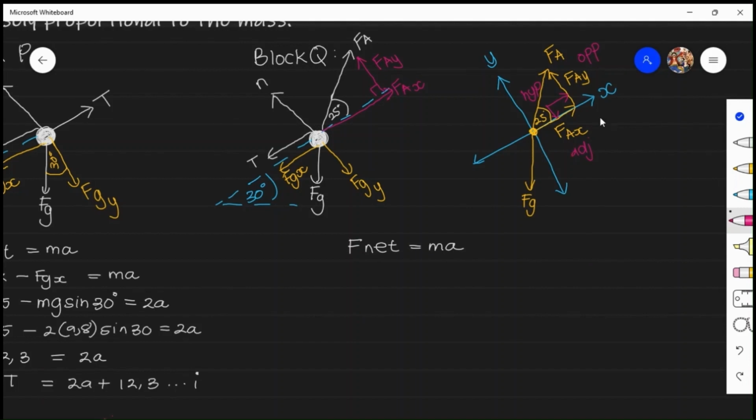Now, because FAX is the adjacent side, we ask ourselves, okay, which identity uses adjacent? Is it cos or is it sine? Now, we know that cos makes use of our adjacent. So that is going to be cos of 25 equals adjacent, which is FAX, over hypotenuse, which is FA. That then can be simplified into FAX equals FA cos 25. So that is what we will substitute in place of FAX.